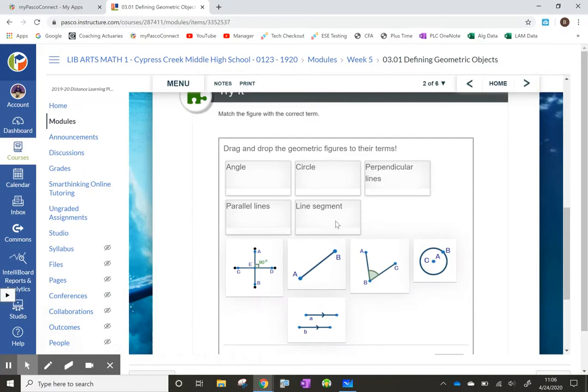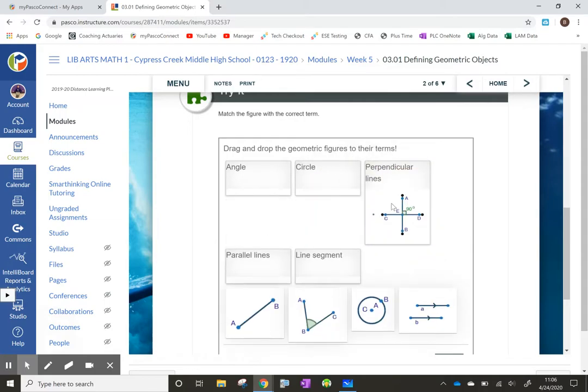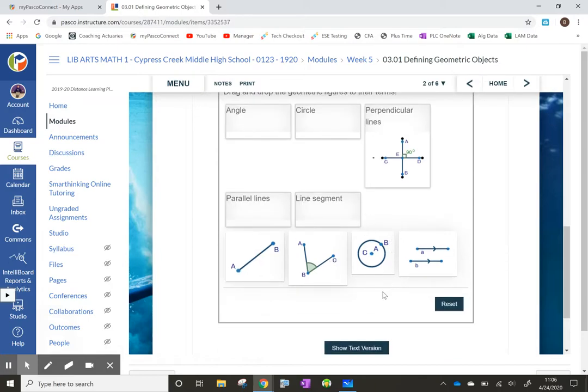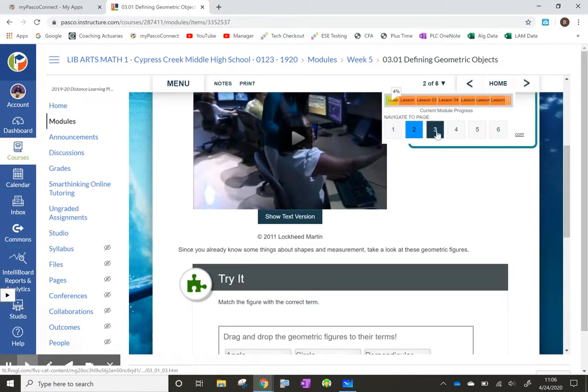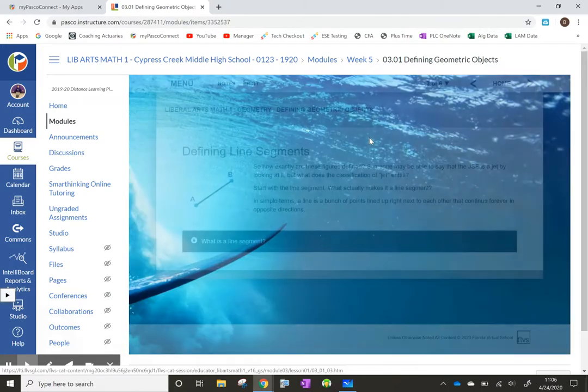This is a very good practice. You guys should be able to do this. It's just a drag and drop, so grab one and drag it over to where you think it belongs. Try to get those right. I'll get you started right here. These right here are perpendicular lines. So I drag it over to perpendicular lines and it's correct. So you guys can hopefully figure all of that out. If you can, you're off to a great start.